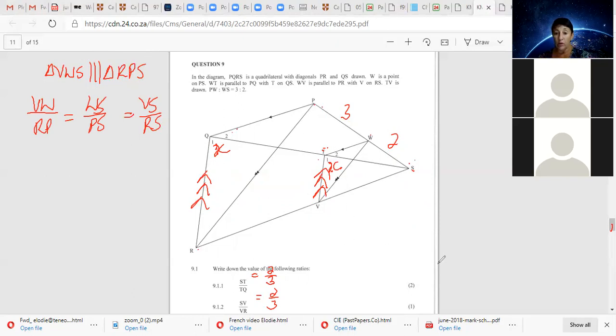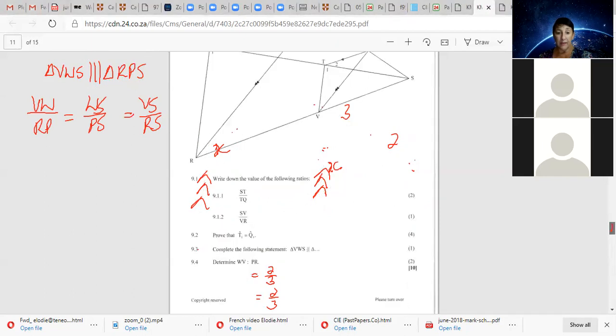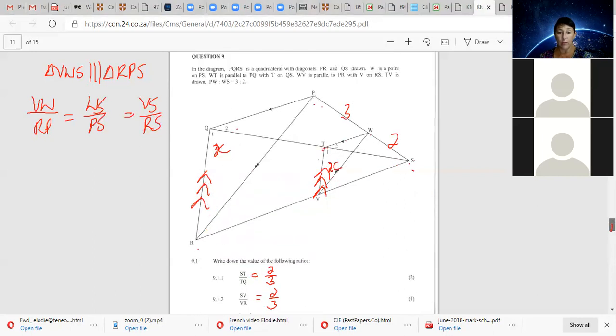Right, I don't know what they asked here. So unfortunately, I have to flip back again. They wanted WV over PR, which is that. And they're saying you must find the ratio of that. Okay. WV to PR, yeah, so it's that.